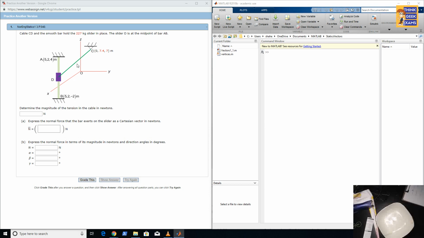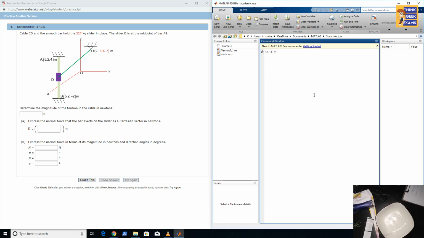Then we're told to find the tension on the string, and we're also told to find the normal force, the vector that is acting on the slider from the smooth bar. And also we're told to find the magnitude of the normal force and the direction angles of the normal force.